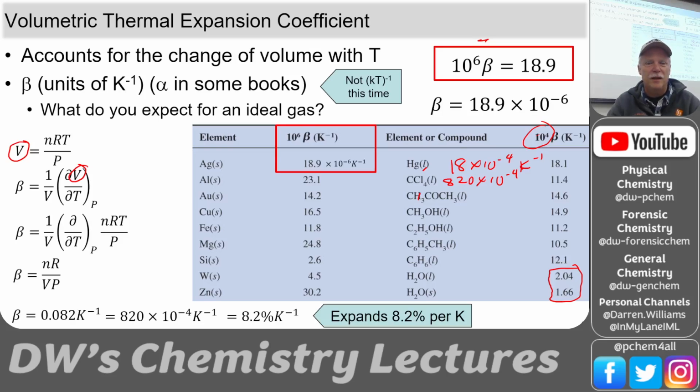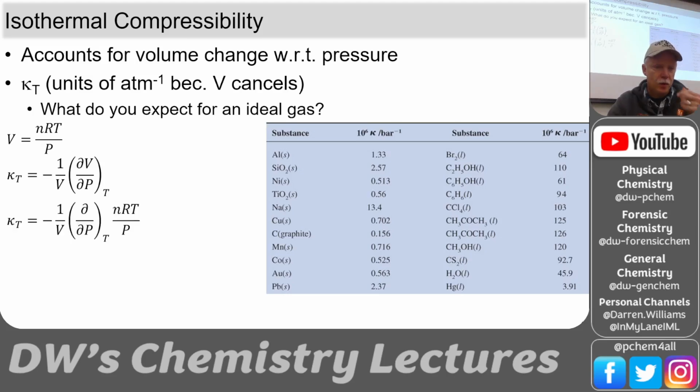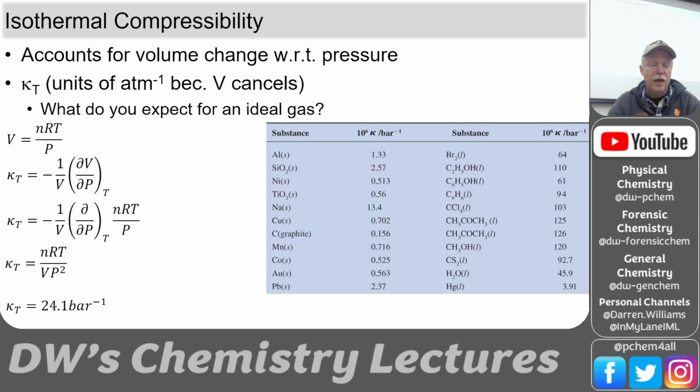Yeah. Okay, now isothermal compressibility. This is change in volume with respect to pressure. This would be given kappa. It looks like a little K, but that's a Greek character kappa. So let's differentiate volume with respect to pressure at a given temperature. And so we'll take the partial derivative of this ideal gas law, and we get nRT over Vp squared, and that'd be 24.1 bar per bar.